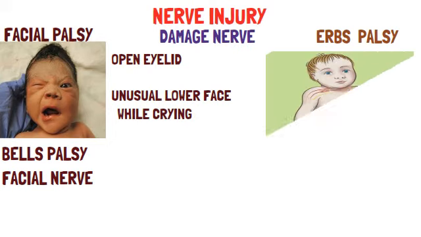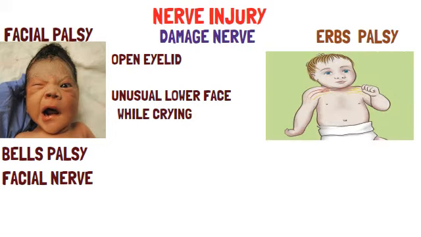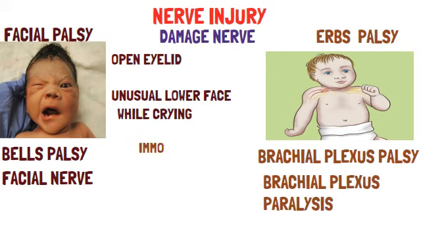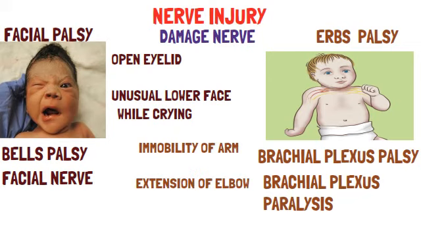Erb's palsy is also called brachial plexus palsy, caused due to paralysis of the brachial plexus, characterized by immobility of the arm, elbow extended and flexion of the wrist. Radial nerve palsy is caused by paralysis of the radial nerve and characterized by wrist drop and flexion of the elbow.